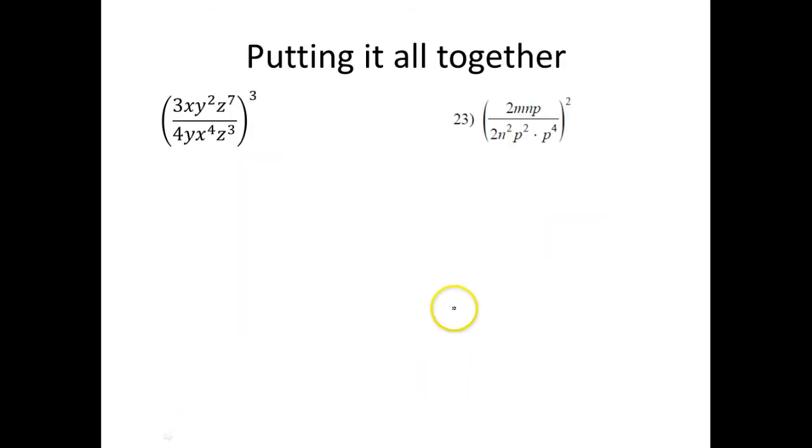So putting everything together, this first one I made up. This second one is a problem from your yellow sheet, so you can actually give it a shot if you want to. Try it along with me. Let's try the first one here first, though.